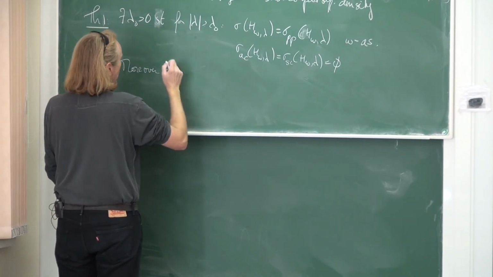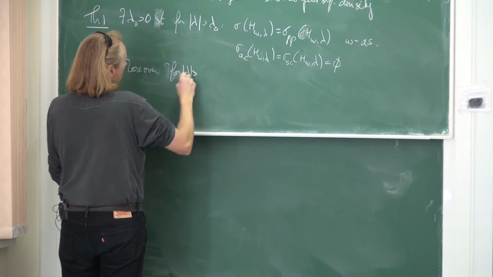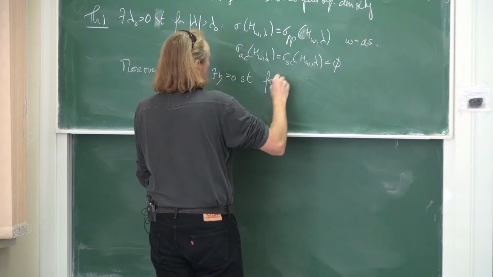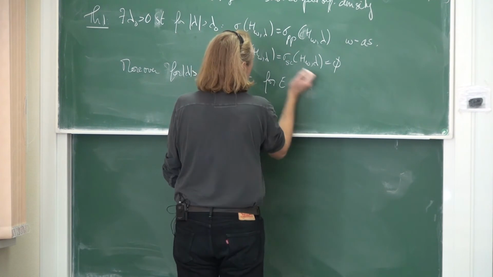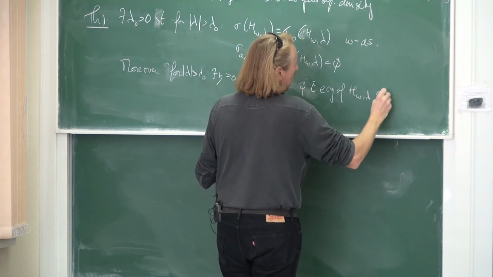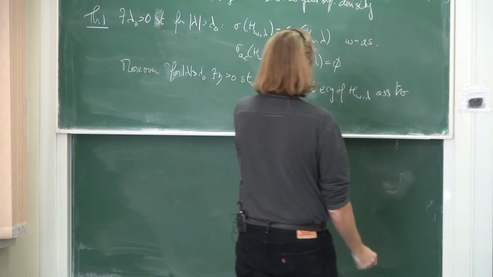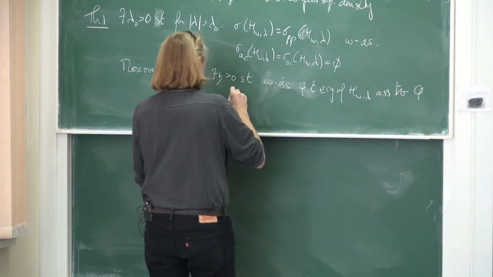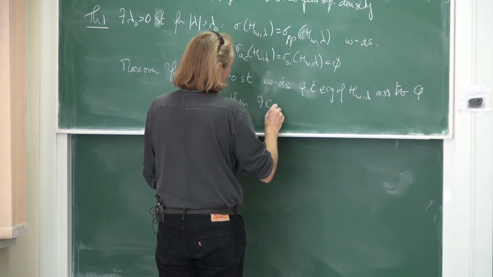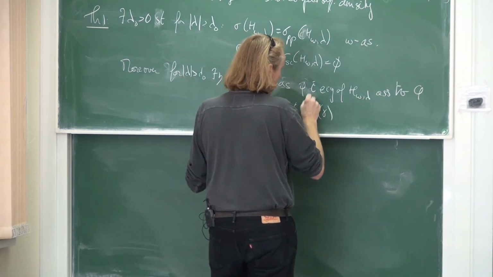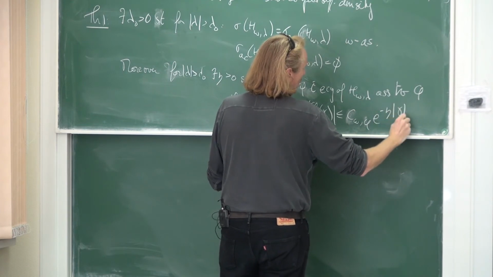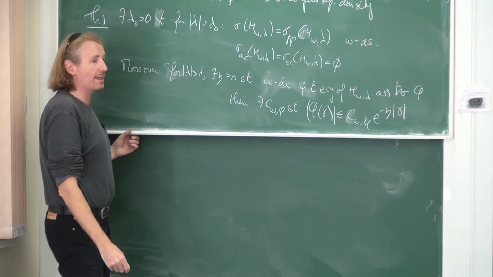Moreover, there exists η positive, depending on λ, such that for E belonging to the pure point spectrum, ω almost surely, if E is an eigenvalue of H_{ω,λ} associated to, let's say, φ, then there exists C(ω, φ) such that |φ(γ)| is bounded by C(ω, φ) e^{-η|γ|}. So the eigenvectors decay exponentially.